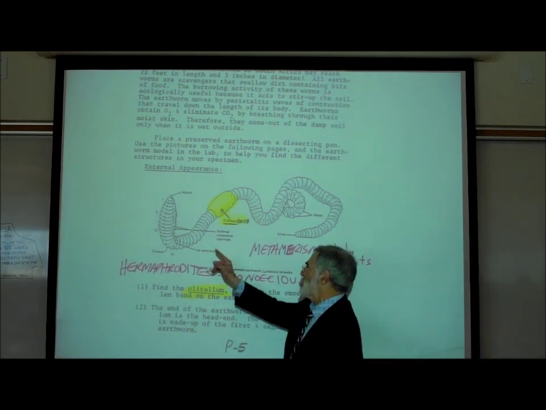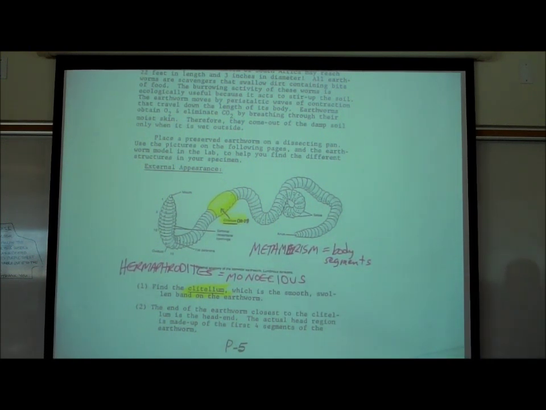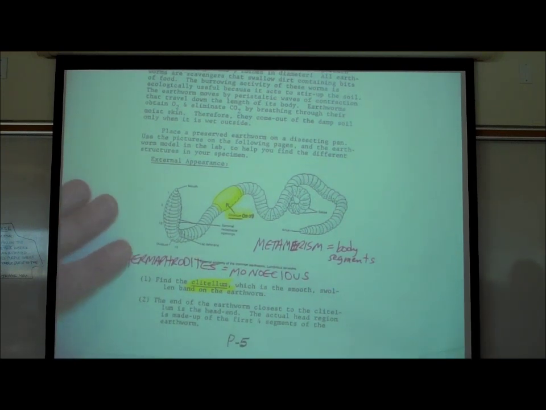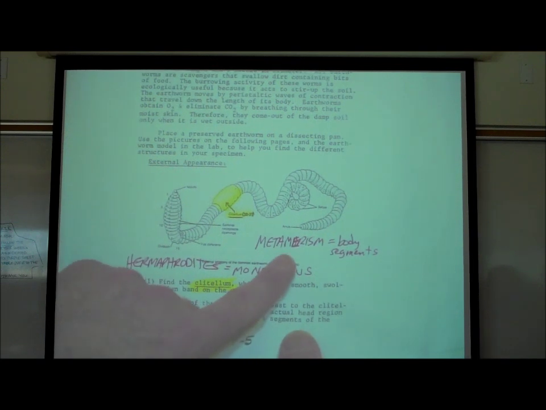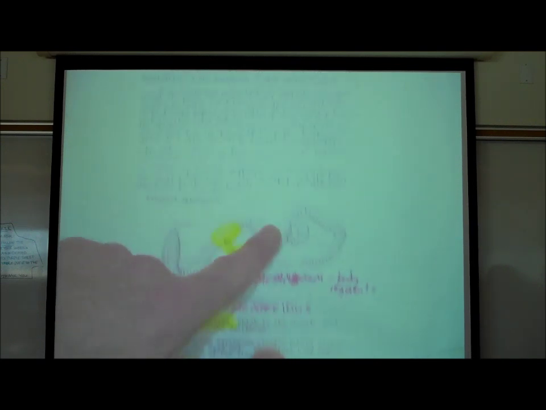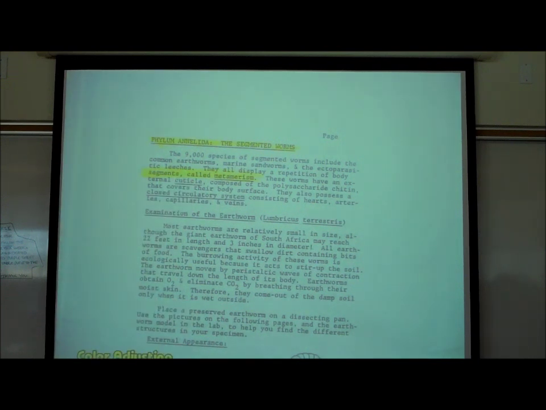Anytime we have repetition of body segments, that we call metamerism. That means body segments. And I know you're probably saying, I can't even read what you wrote. You're so sloppy. Well, it's written better right up here. These segments are called metamerism, having lots of repetition of body segments.